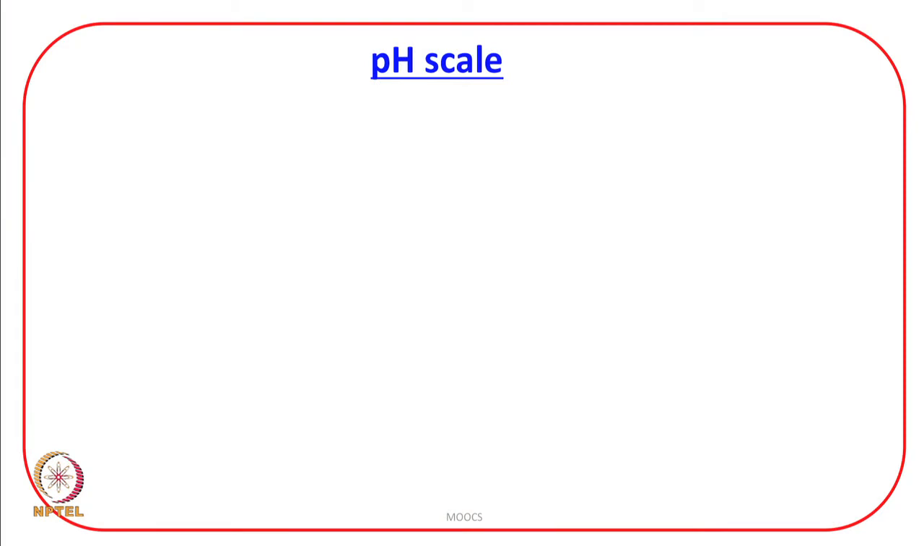How do we define pH? pH is defined as the negative logarithm of activity of hydronium ion. Please note it is log base 10. And the correct definition of pH is minus logarithm of activity of hydronium ion. Please note, I am not saying concentration, I am not saying molality, I am not saying mole fraction. I am saying that pH is equal to minus log activity of hydronium ion.